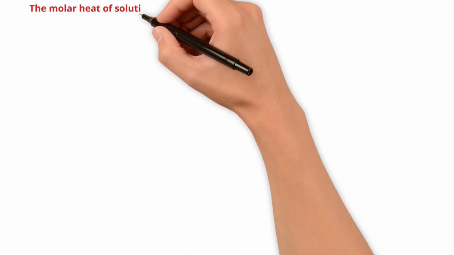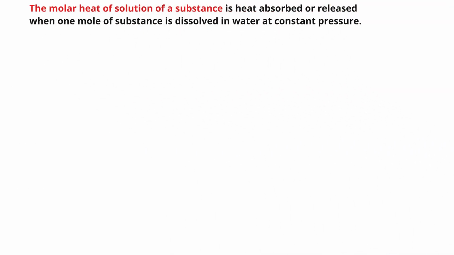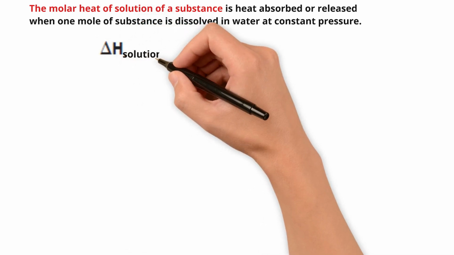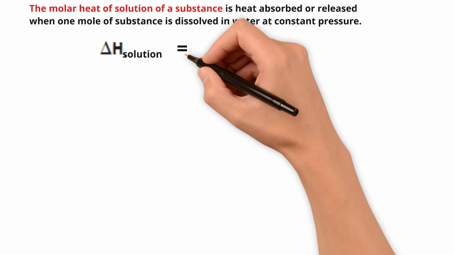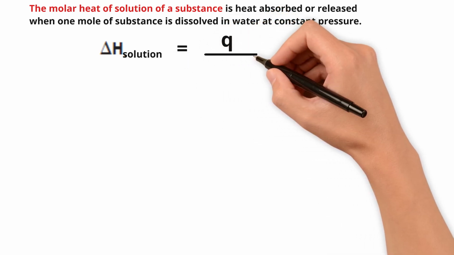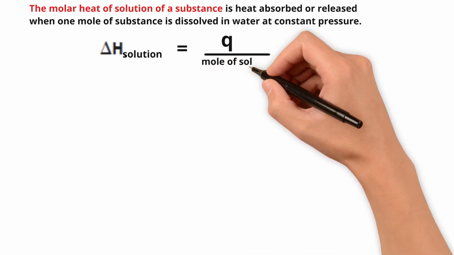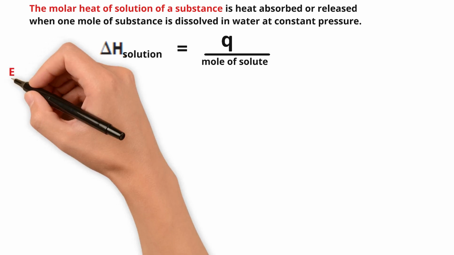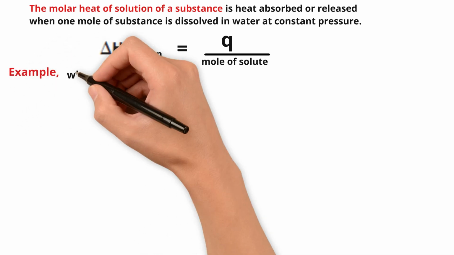Molar heat of a solution of a substance is the heat absorbed or released when 1 mole of substance is dissolved in water at a constant pressure. Mathematically, molar heat of a solution is equal to enthalpy of a solution, or you can say heat of a solution, upon mole of a solid. Molar heat of a solution is equal to heat of a solution upon mole of a solid.